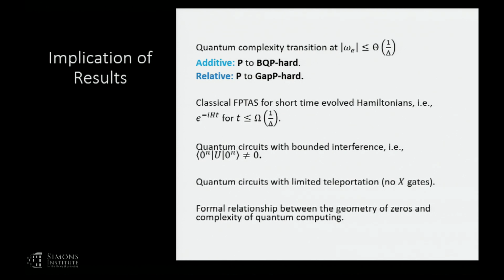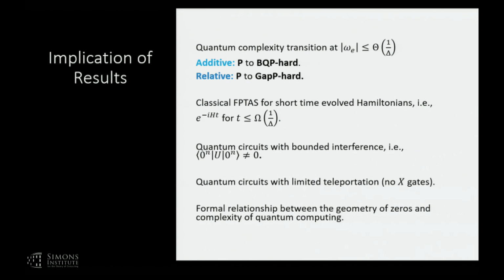Okay, so what do these results imply? We get a quantum complexity transition, roughly at 1 over the maximum degree, where additive error approximations transition from P to BQP-hard, and relative error approximations transition from P to GapP-hard. You can interpret this in a physics model as a classical FP task for short time-evolved Hamiltonians. Imagine T corresponding to the weights on each of these vertices: at T equals 0 they don't do anything, and as you increase T we can approximate the Hamiltonian, until you get to some point where you just can't.